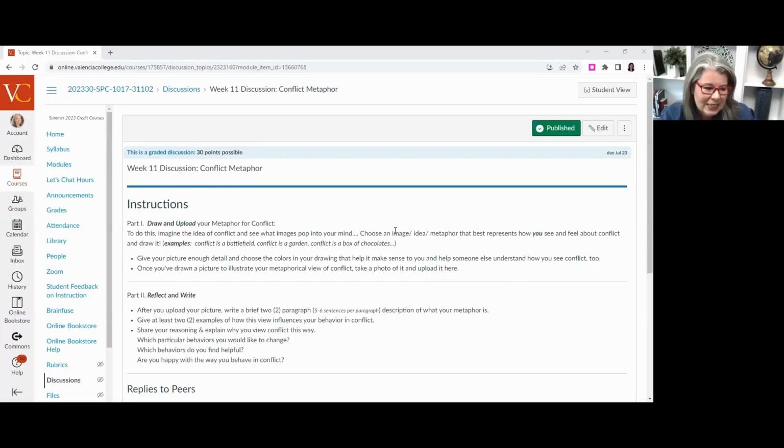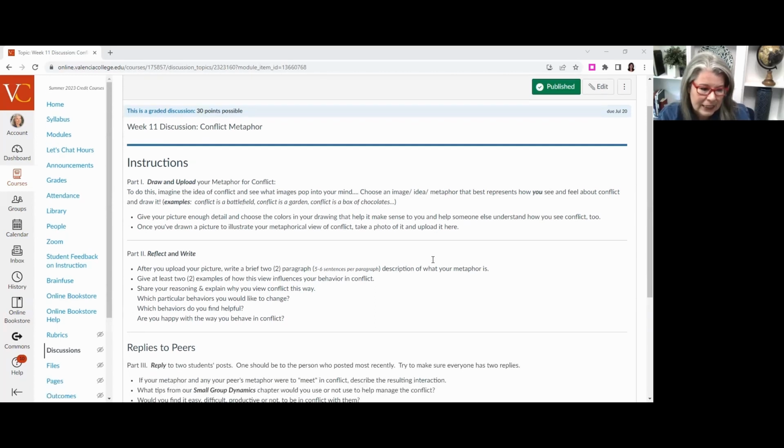As you can see, the discussion starts with some instructions about wanting the students to draw a metaphor for the way they understand conflict. To do this, they're supposed to imagine an idea about conflict in their life and then draw that metaphor and how it best represents how they feel about conflict.